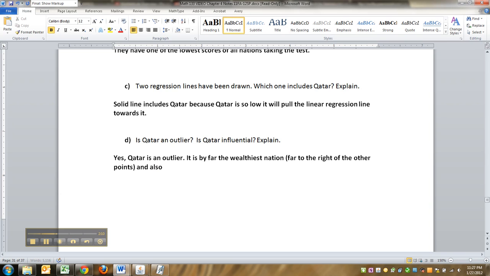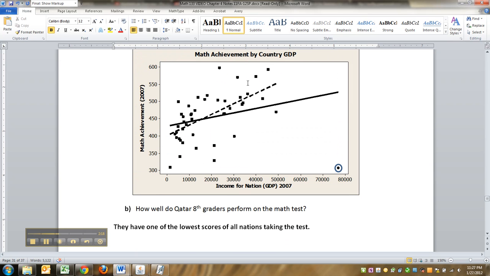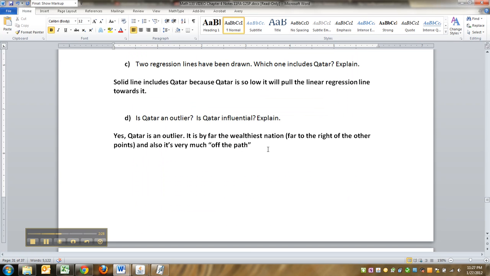And also, it's very much off the path. The other points form a path, namely this dotted line right here. Qatar wouldn't shock you if it was up here somewhere even. But being where it is, it's so low considering the amount of money that country has. So it is also influential, as it greatly affects the line.